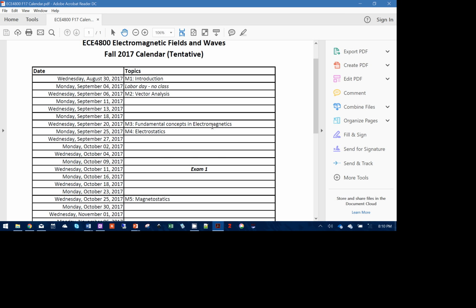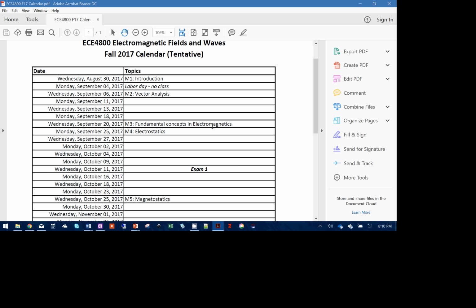After we do vector analysis, I will probably do one or maybe two lectures on fundamental concepts in electromagnetics. This will be a physics-oriented lecture about the attraction between two charges. We'll talk about Coulomb's law, the Lorentz force, the Biot-Savart law, some of these very fundamental things about electric fields. We won't be going into any of the details of it. We'll save the details for later. This is just an introduction to the physics of electromagnetics.